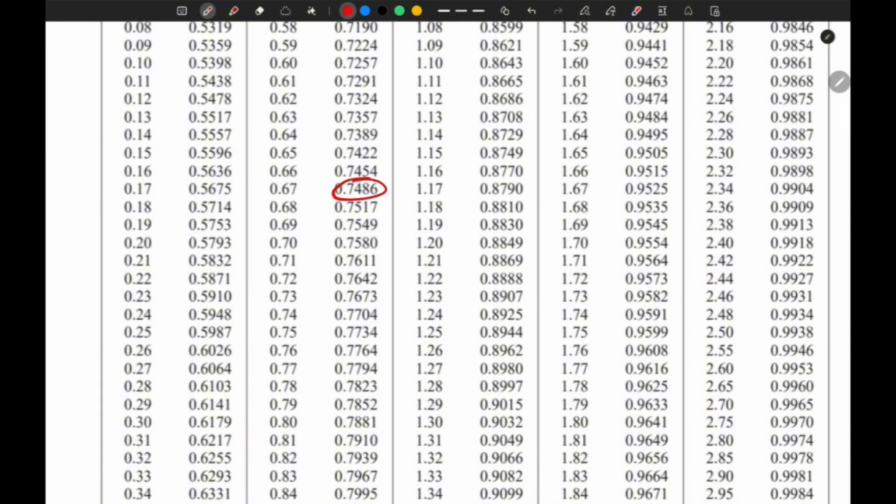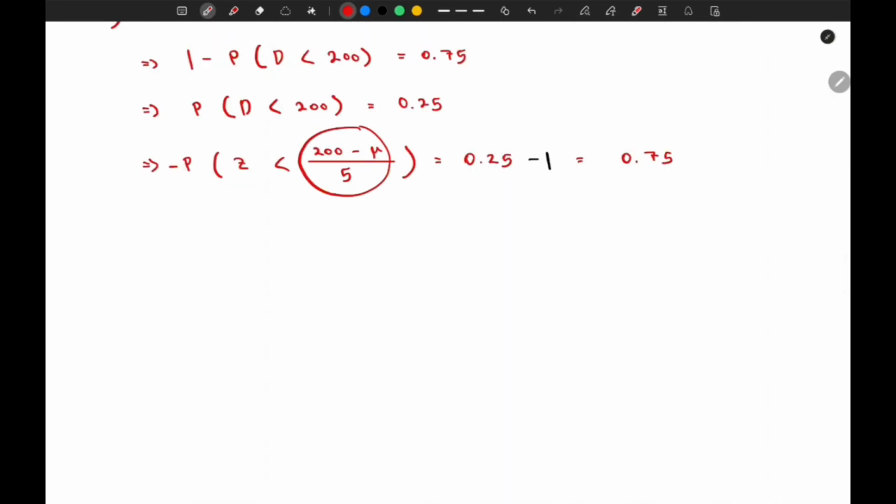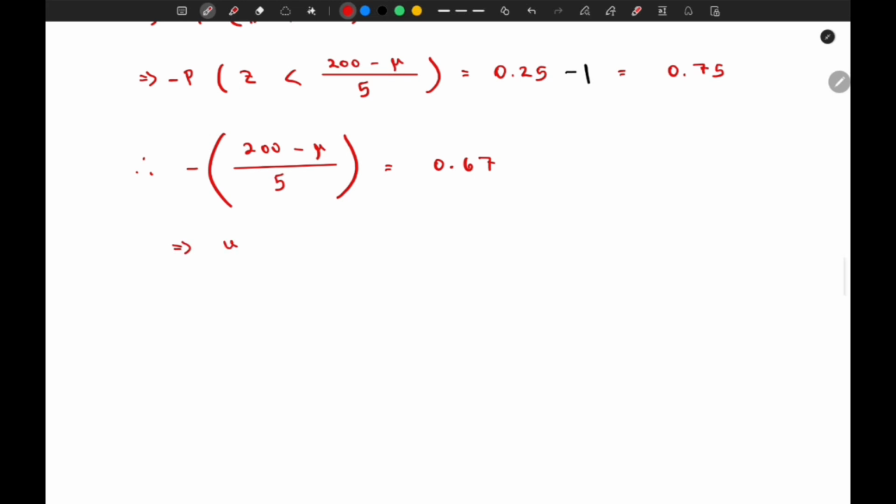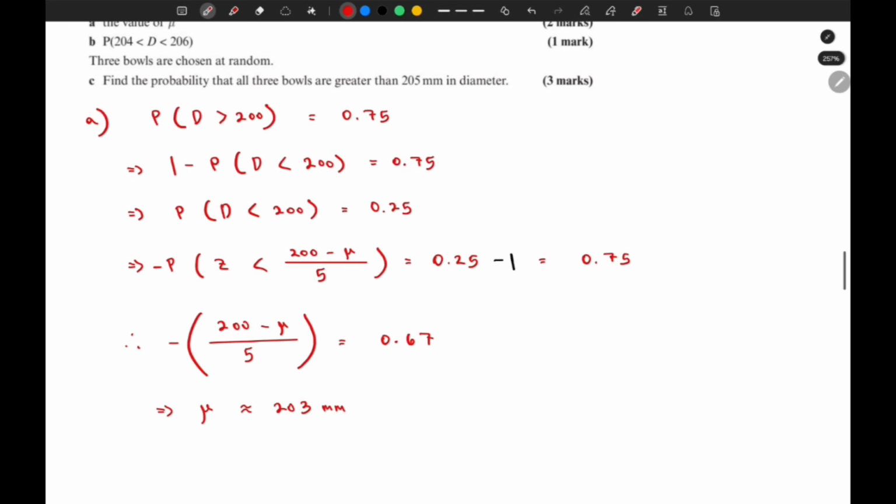So we can say that the value of z is 0.67. So we can say that this value is equal to 0.67. So (200 minus mu) divided by 5 equals 0.67. Now there's a negative sign at the front, so you need to include the negative sign in front of the value of z. So by solving this equation, we can get the value for mu. So the value of mu is around 203 millimeters. So that is the answer for the first part.